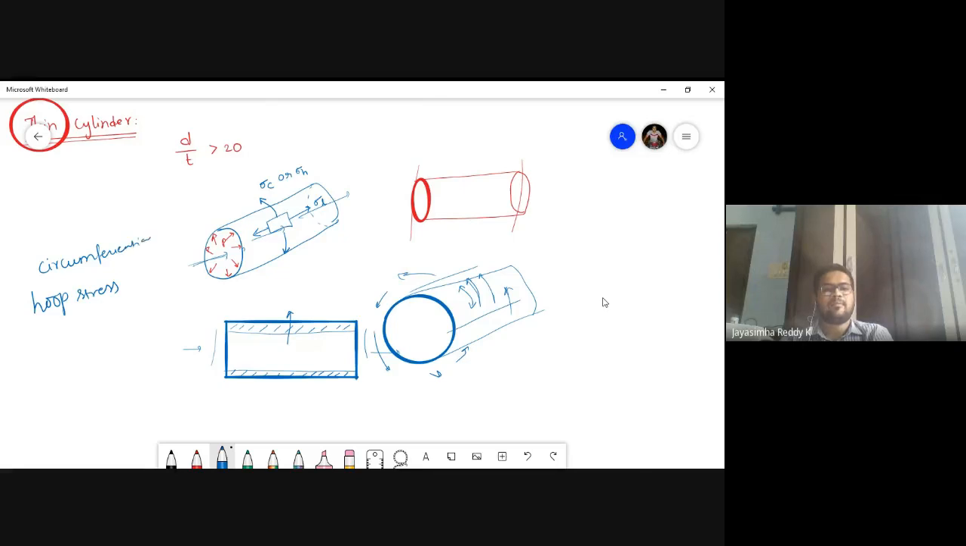Circumferential stress. And there will be longitudinal stress as well. See students, for this I would like to say you an example. Imagine a pipe, students. I hope my pen is visible, right? All right. So imagine a pipe in which water is flowing. So assume this is a pipe wherein water is flowing.